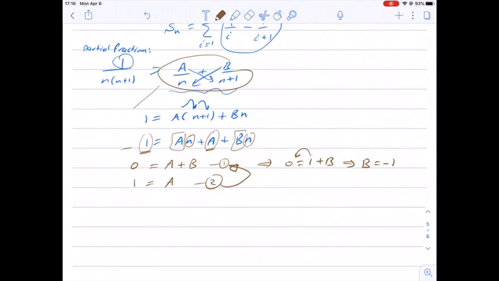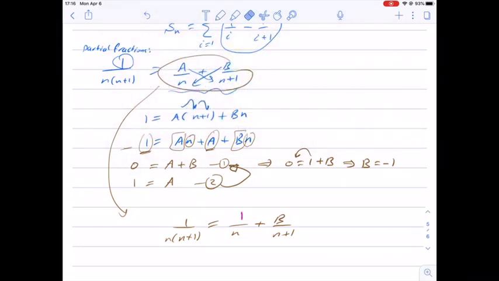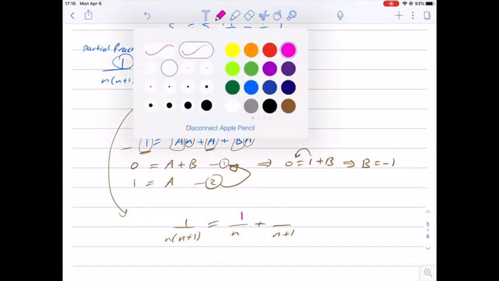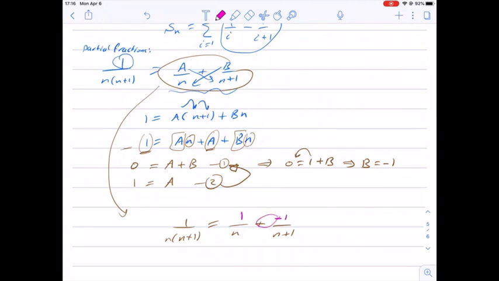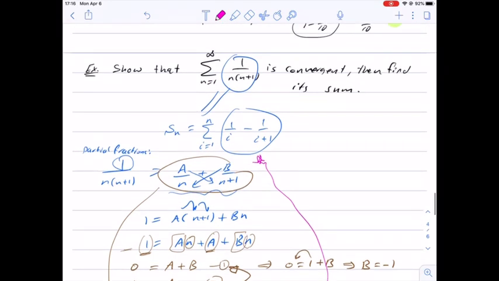So we can write this as 1 over n times n plus 1 is equivalent to a over n plus b over n plus 1, but a is 1 and b is -1. So plus minus, we just substitute it here using i instead of n. So those are equivalent.